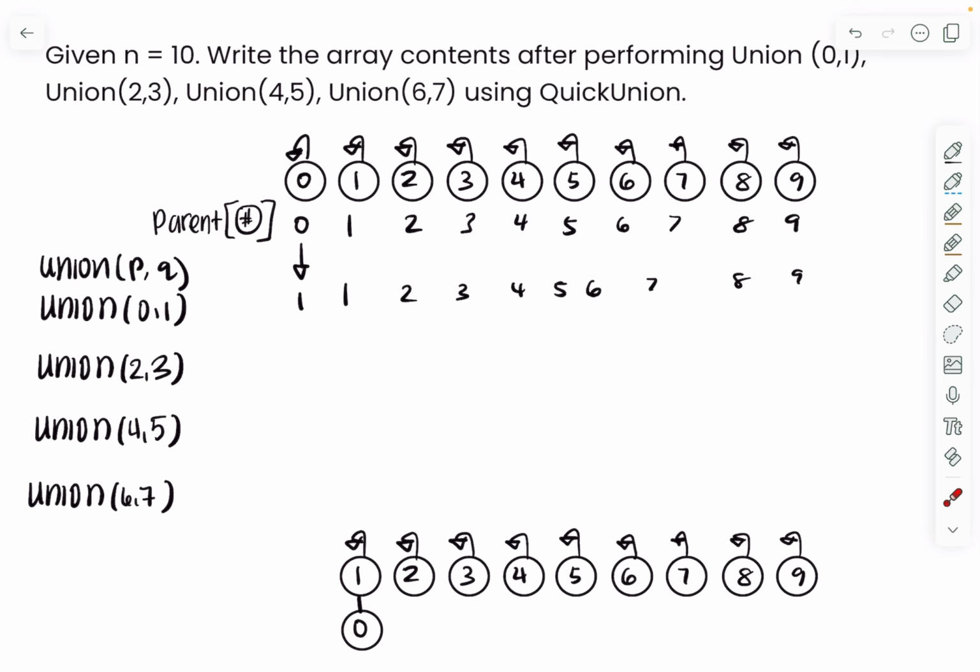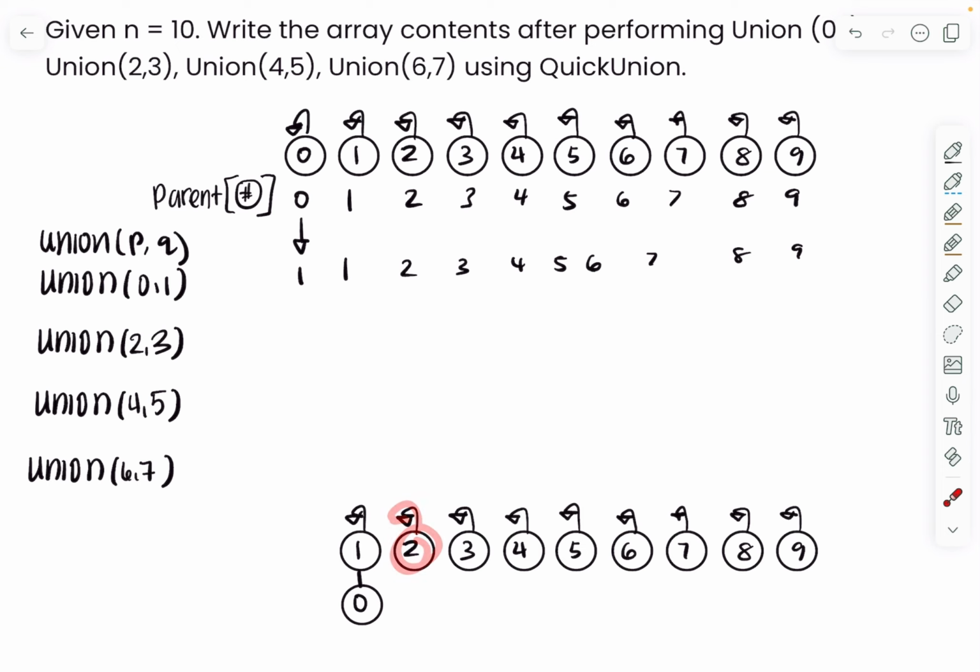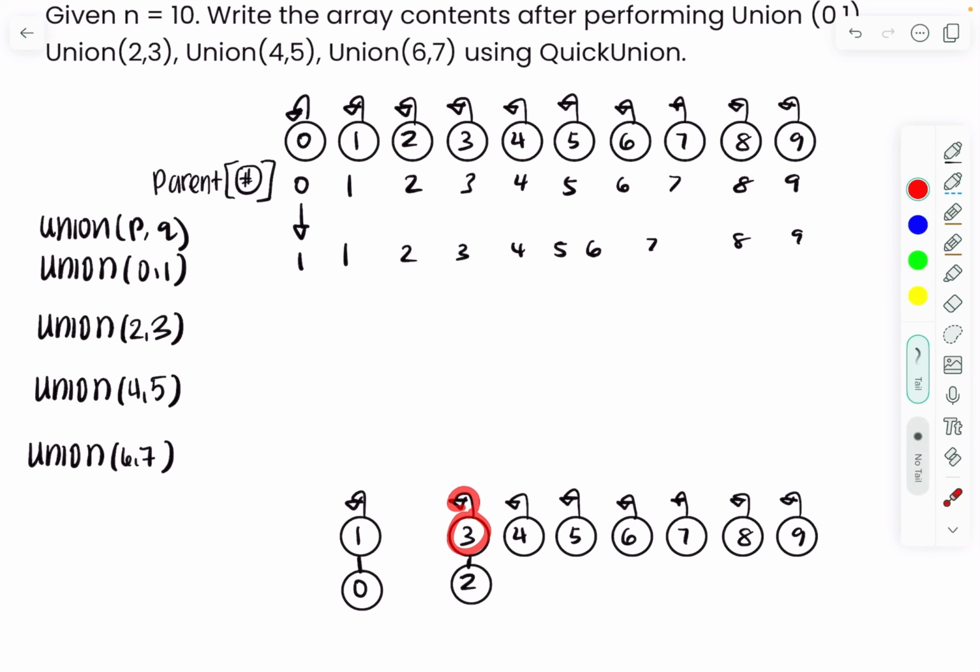Then union 2, 3 means find the root of 2, that's itself, then find the root of 3, that's itself. So we're going to connect the root of the people, make that the child of the root of the queen. So if this is the root of the people, we're going to make that the child of the root of the queen, which is 3. Now I ask myself, okay, what changed here? Parent of vertex 2 is not 2, it's 3. So this changes to a 3, and everything else drops down.